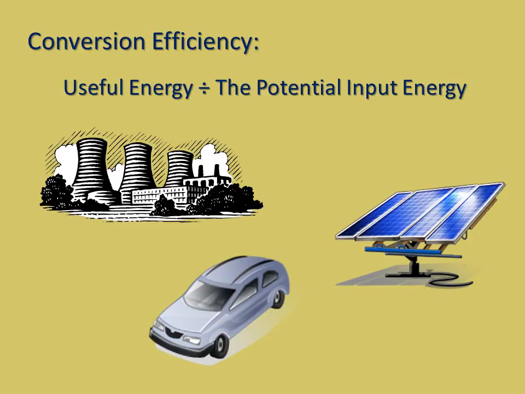So for example, a coal-fired power plant again converts the chemical energy of coal into thermal energy and then mechanical energy, but ultimately we want to know what the conversion efficiency is from that original potential energy in the coal to the electrical energy. And a coal-fired power plant typically would be about 40% conversion efficiency. So 40% of the original potential energy in the coal is converted into electrical energy.